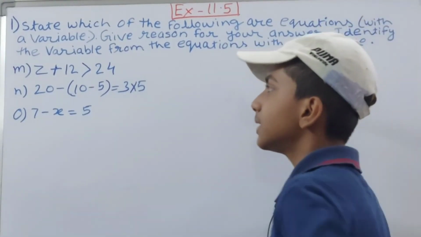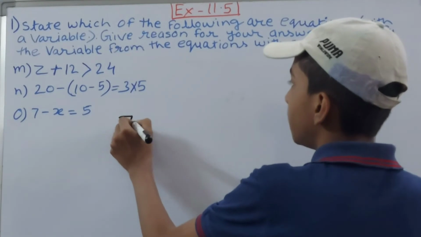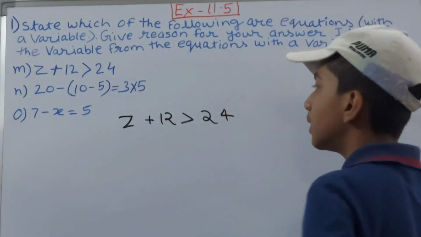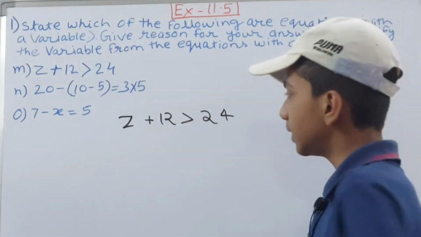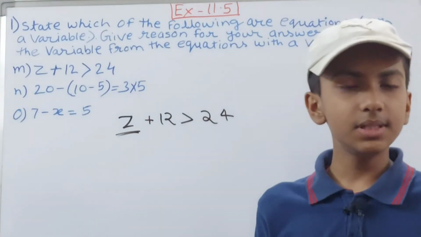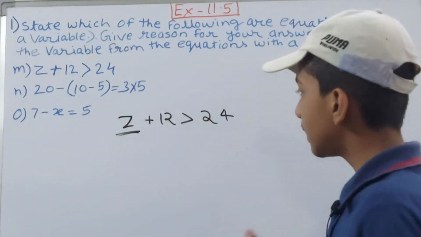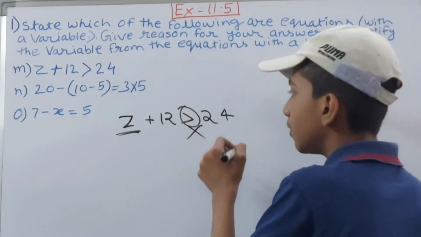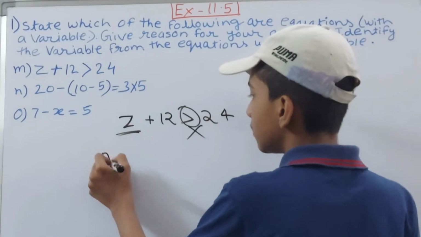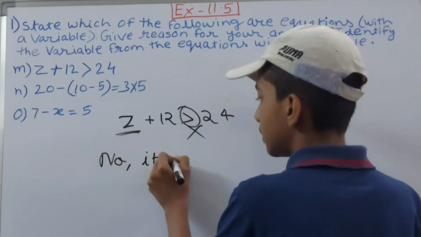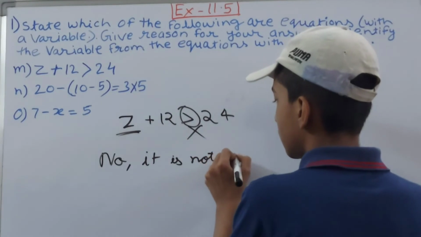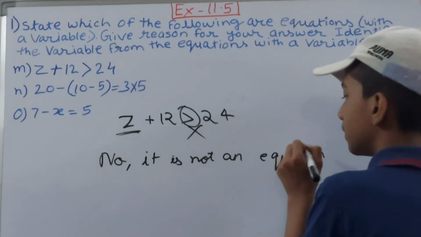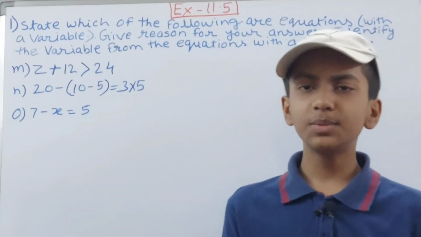So next part is the m part. This is z plus 12 is greater than 24. Now you see here, can you see any variable here? Yes, this z is a variable. Can you see any equal mark here, equal to sign? No. You can see this greater than sign is there, but no equal to sign is there. So this is not required. That means it is not an equation. So no, it is not an equation, right? Let's move on to the next part.